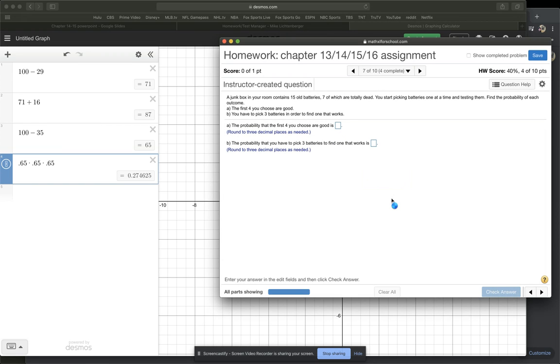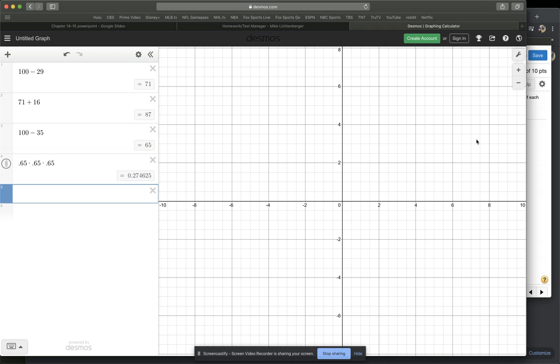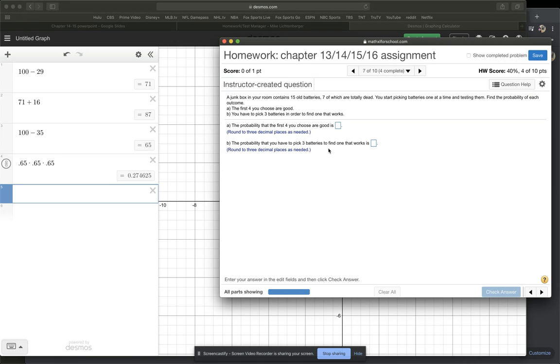And the last question for this chapter is the batteries question. So we have 15 batteries and 7 are dead. So 7 out of 15 are dead. Okay. That means 8 out of 15 are good. So I want to know the probability that the first 4 you choose are good. This is exactly like that last example on the PowerPoint.